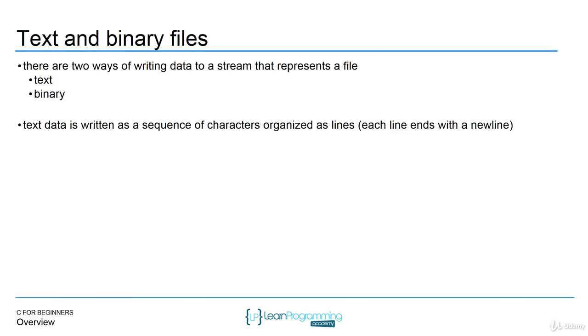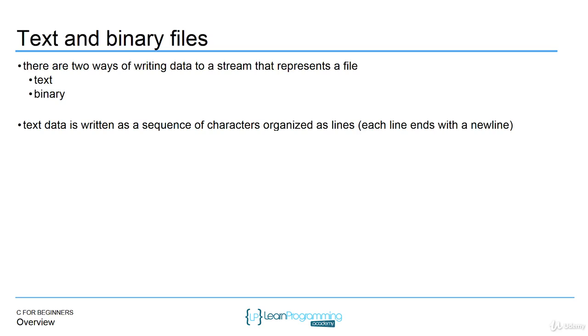There are two types of files. There are text files and binary files. A text file is data written as a sequence of characters, organized as lines. Each line ends with a new line.